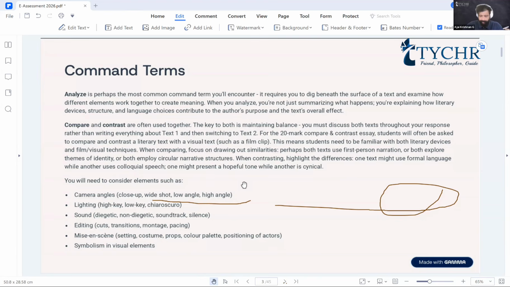So there are a lot of things which you're supposed to understand before even attempting a compare and contrast. One thing is, you know that one is a video text and the other could be a written text. So there are conventions which you are supposed to be prepared for. And for video conventions, you are supposed to be prepared for camera angles, lighting, sound, mise-en-scene, and symbolism. These are the major elements which we expect you to prepare for your exams.